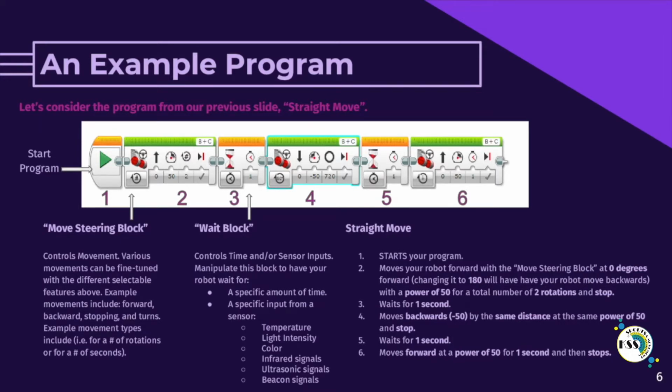The steering block controls movement. Various movements can be fine-tuned with the different selectable features above. Example movements include forward, backward, stopping, and turns.